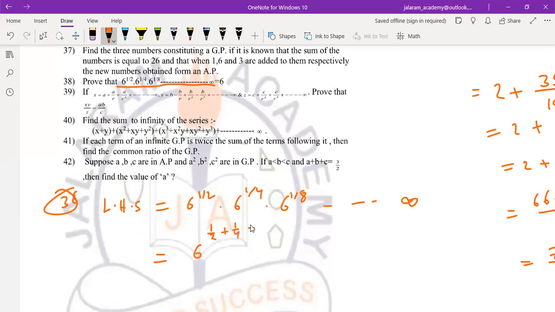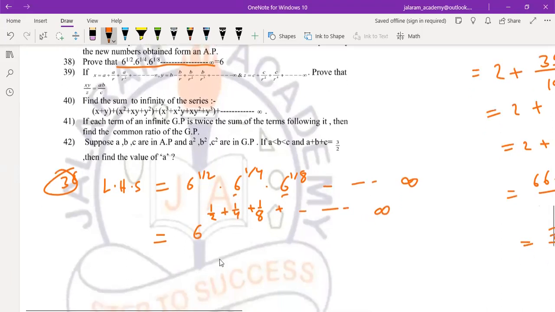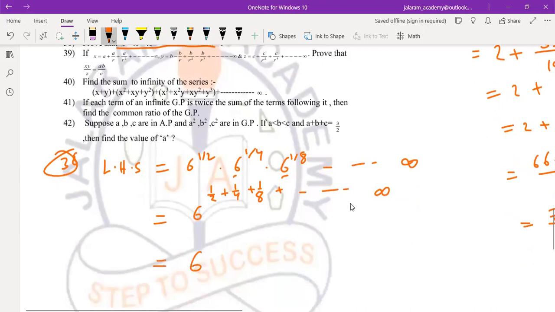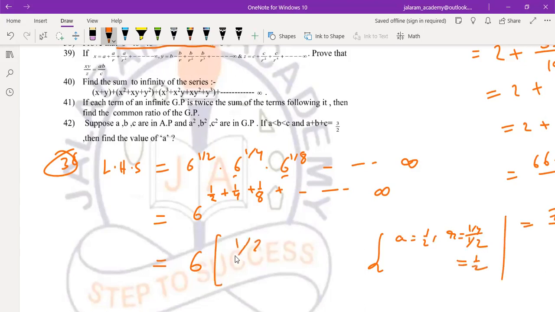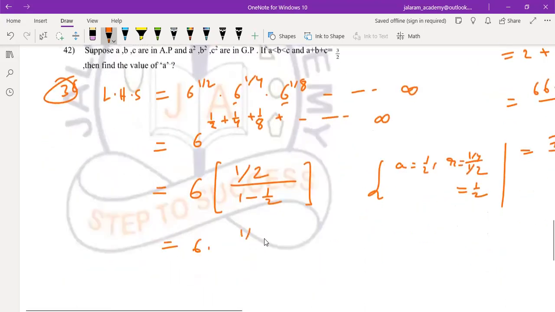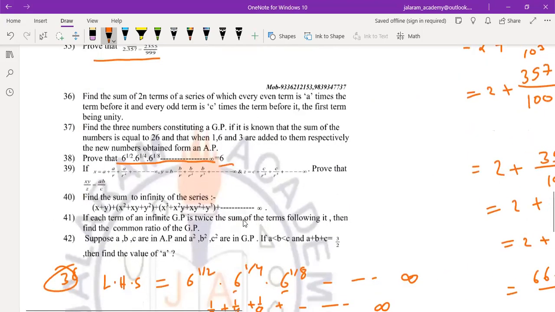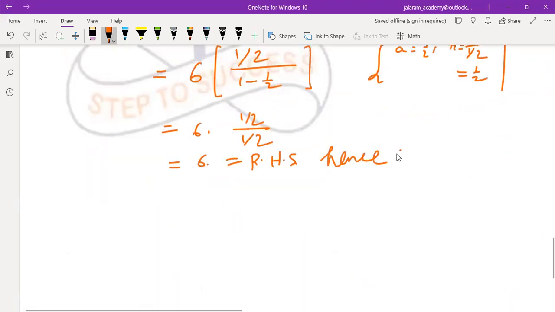So 1 by 2 plus 1 by 4 plus 1 by 8. If bases are same, powers are added, and this is up to infinity. If you observe the power, it is a GP whose sum we know: A equals half, R is 1 by 4 upon 1 by 2, that is also half. So 6 to the power A upon 1 minus R equals 6 to the power 1 by 2 upon 1 by 2, 1 by 2 cancelled out. So the final answer is 6, which we have to prove as the RHS. Hence proved.